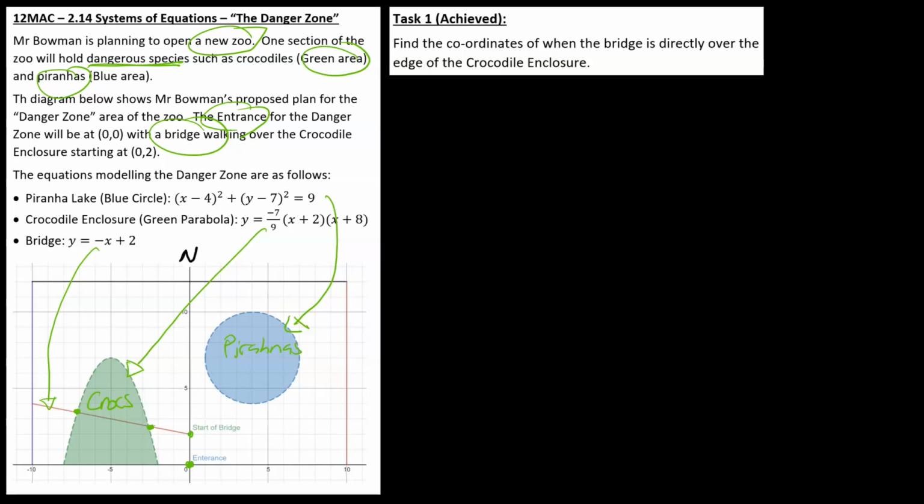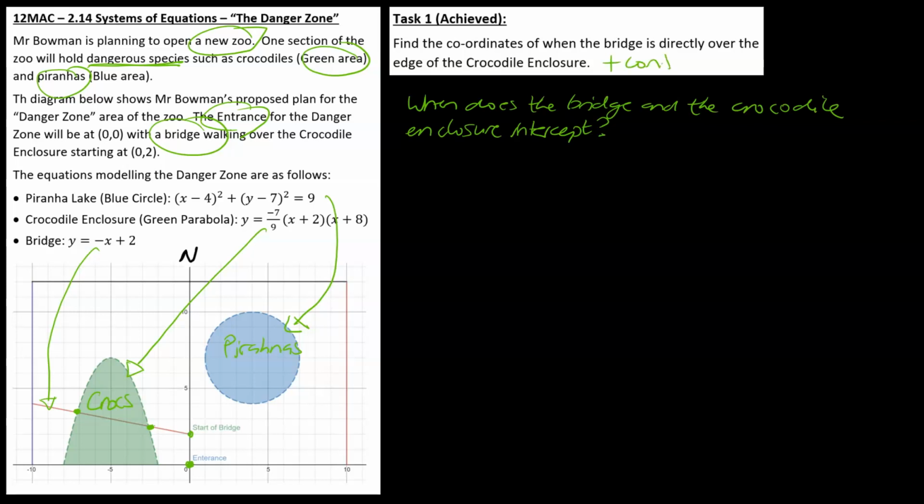So we're trying to find when does the bridge and the crocodile enclosure intercept each other? And we need to find the 2 points, and then don't forget, really important, we always need to add in our context once we've got those coordinates. So let's get into the maths side of things.